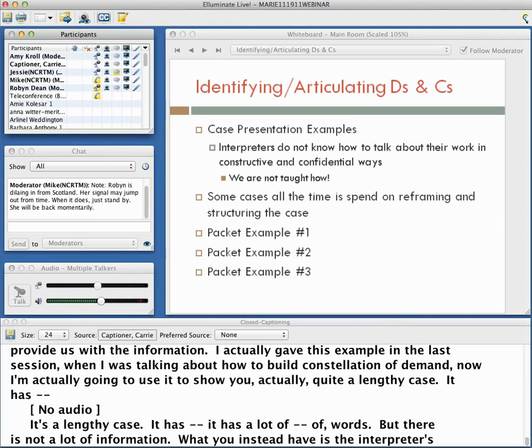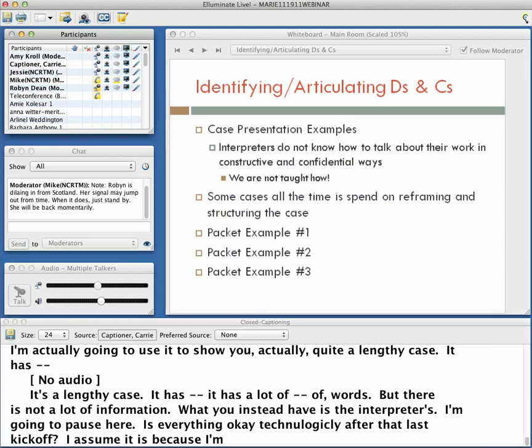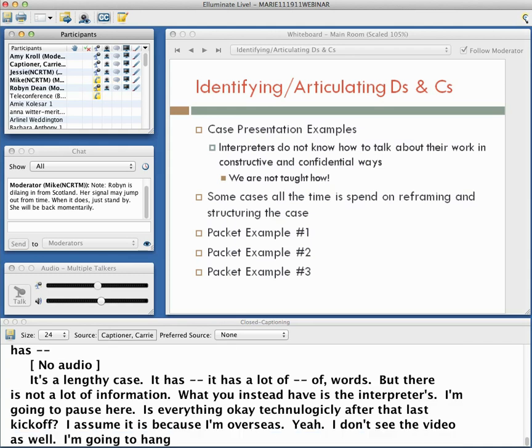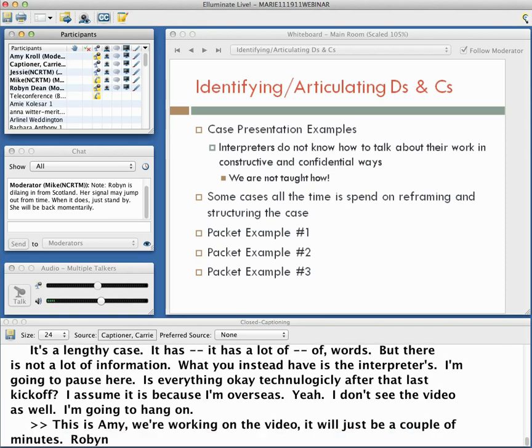I'm going to pause here. Is everything okay technologically after that last kickoff? I assume it's because I'm overseas. Yeah, I don't see the video as well. I'm going to hang on. This is Amy. We are working on the video. It will just be a couple of minutes. Robyn, I don't know if you want to wait or if you want to continue, but the interpreters will come back up as soon as I can get them.